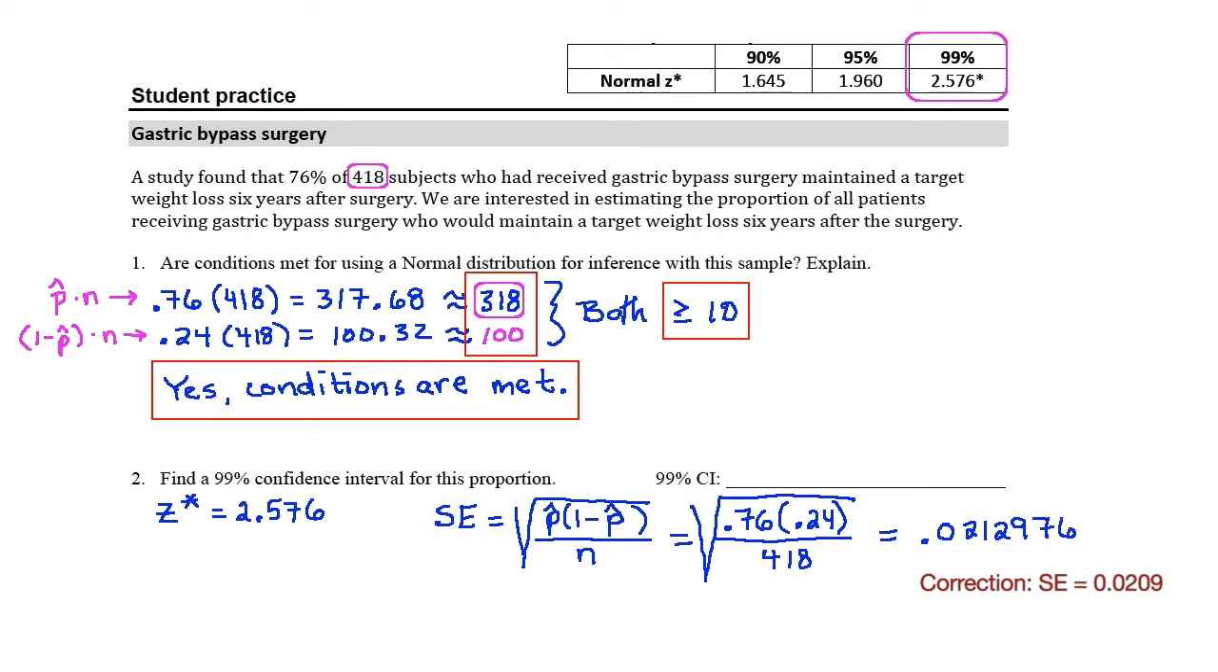Since I want to take my standard error always to at least 4 decimal places, I'm going to make an adjustment. The next digit is a 9, which is greater than 5, so I will round this up to a 3. So 0.0213 is my standard error estimate.